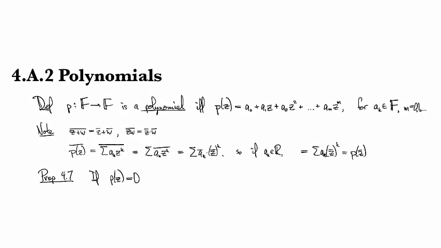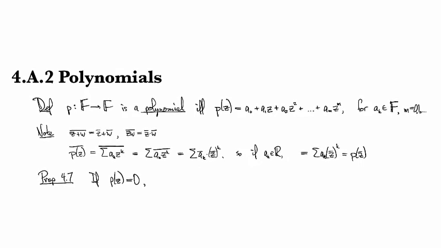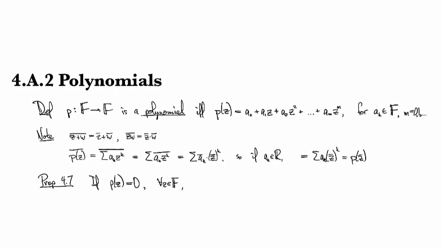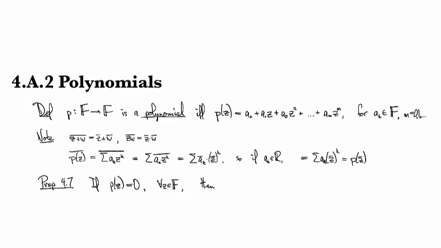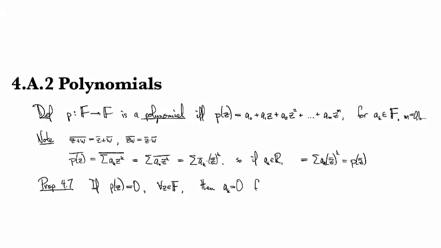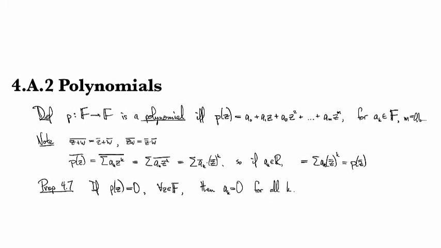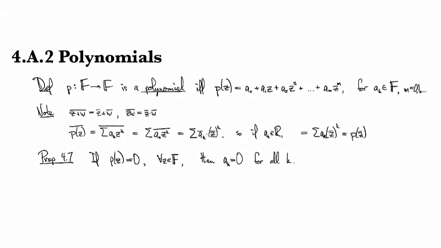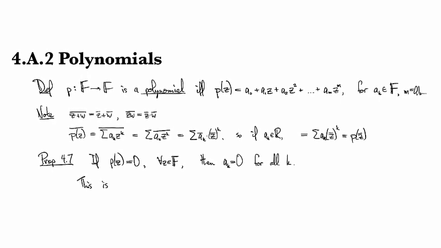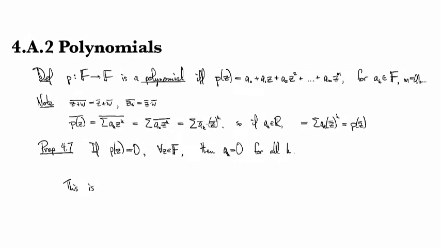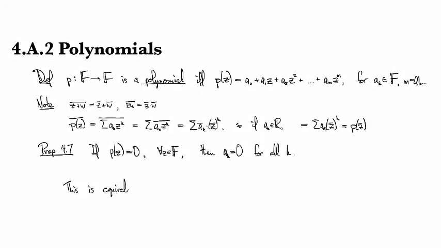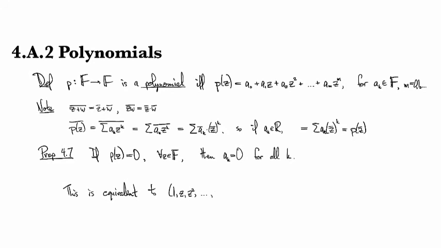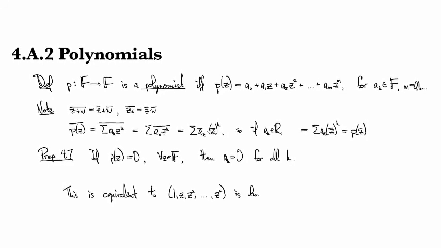if p of z is equal to 0 for all z, then it can only be the case that all the coefficients are equal to 0. And I'm not going to write down the proof in any detail, but just notice that this, I'll write this as a comment, is equivalent to saying that 1, z, z squared, and so on, is linearly independent.